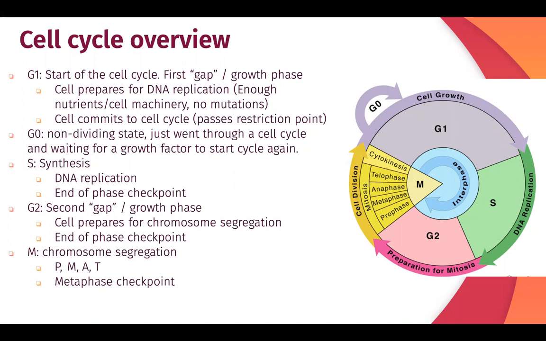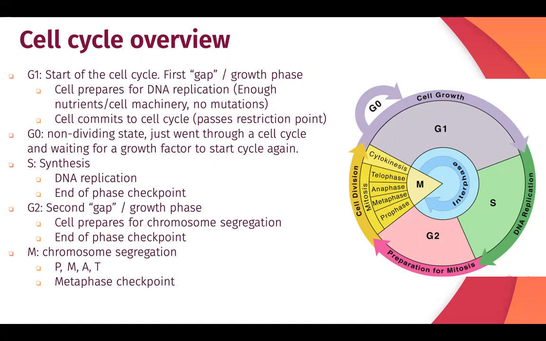So that checkpoint, the restriction point, the point of no return, that's where it commits to the cell cycle. You could also have the G0 phase where it's non-dividing. So it doesn't necessarily mean it's doing nothing, but it just means that it's not in the actual process of the cell cycle. And then you have S phase, S for synthesis, as I like to think of it. I don't know if these are actually what the letters stand for, but these have always helped me.